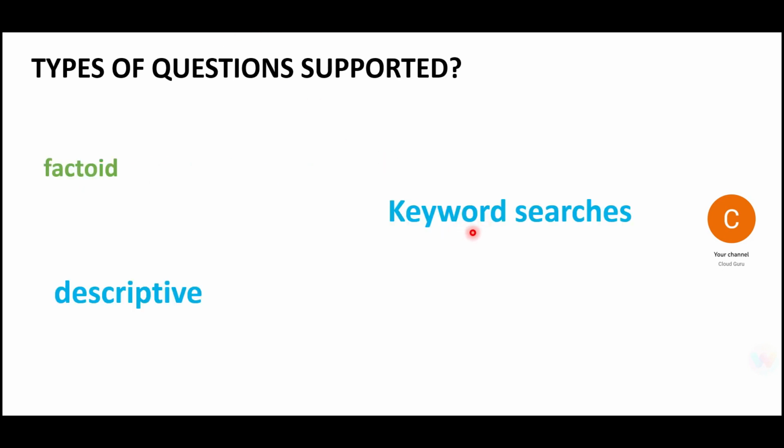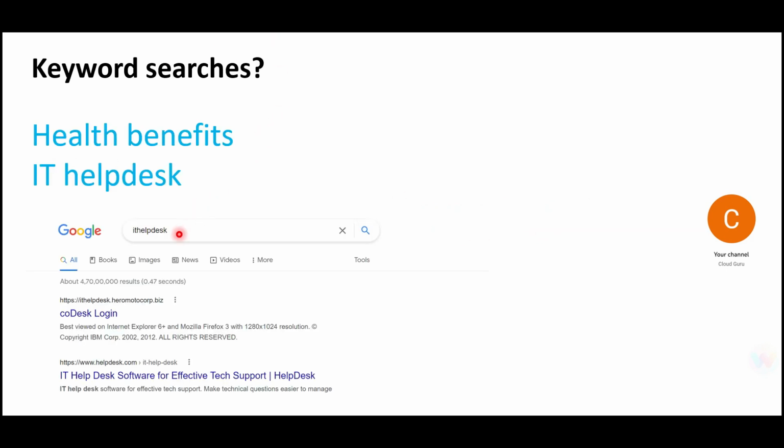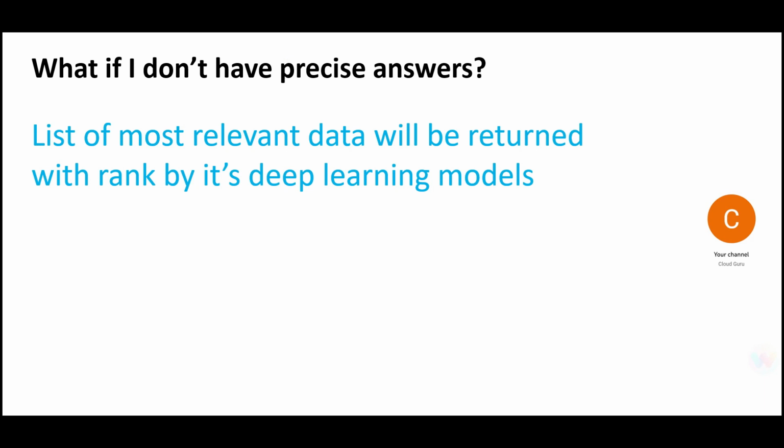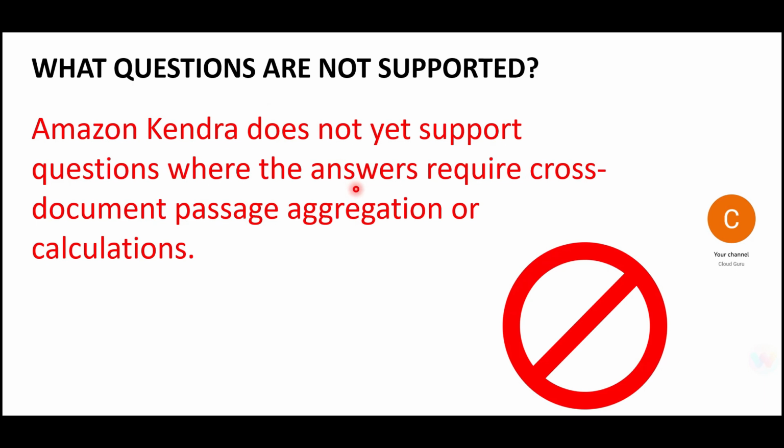And then the third one is keyword searches. For example, you are searching for IT help desk or health benefits, you can search and it will give you the best possible match. Now, if your knowledge inventory doesn't have precise answers, what happens? Kendra will scan and give you the most relevant data, and it is ranked by its deep learning models. What sort of questions are not supported?